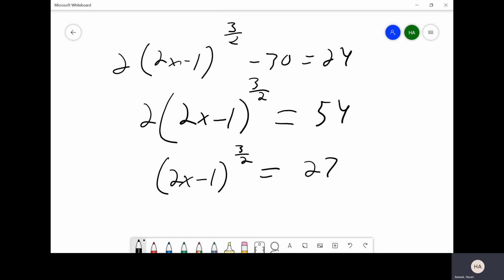Okay, cool. So what do we really have to do here? Well, you can think about it in one of 2 ways. You can either think about it as I need to reverse whatever operations are happening to the 2x minus 1.